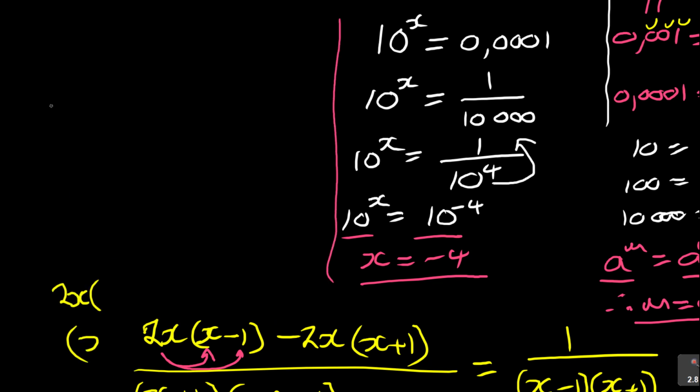We come here with the calculator and say 10 to the power of x is equal to 0,0001. Let's use the calculator now. 10 to the power of x is equal to, if I was using the calculator directly, how was this going to be much easier?